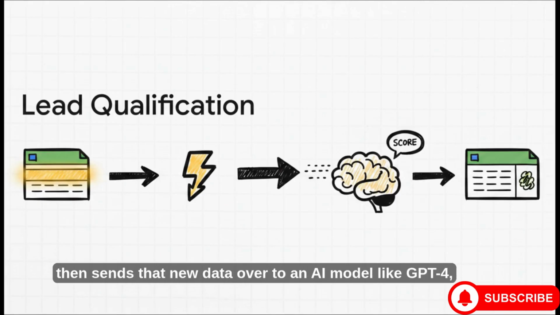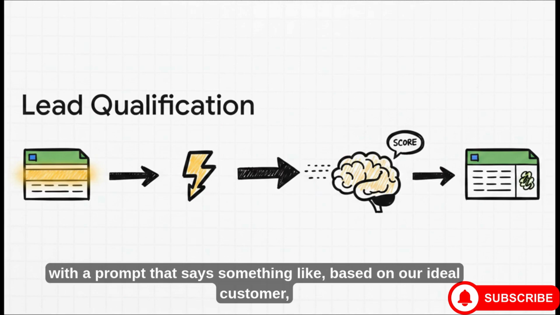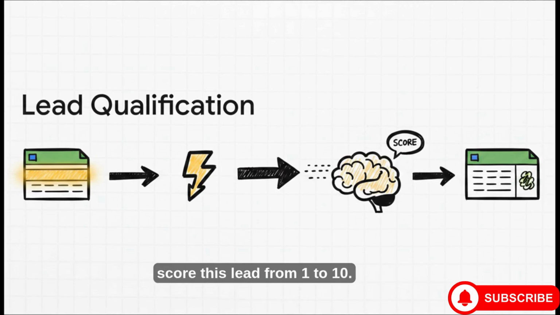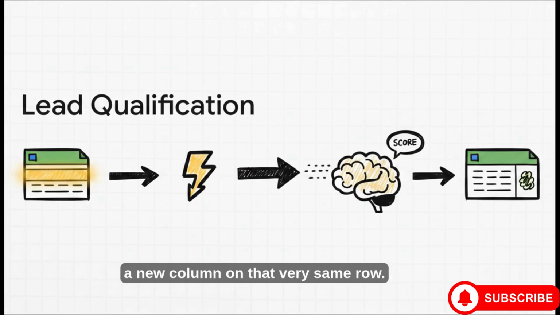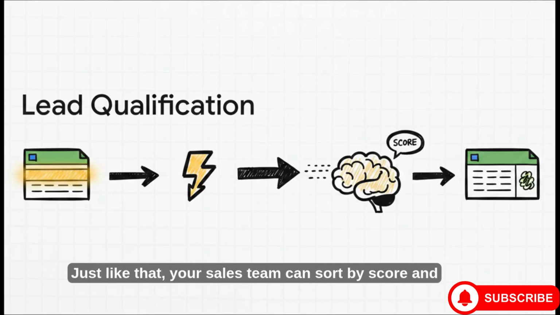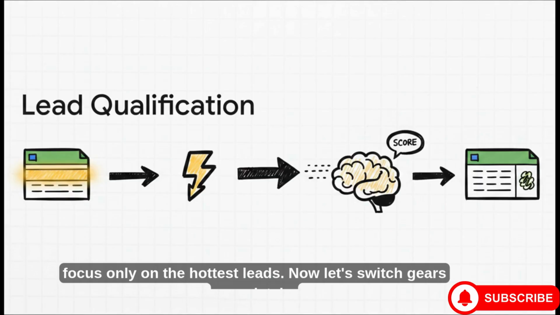It then sends that new data over to an AI model like GPT-4 with a prompt that says something like, based on our ideal customer, score this lead from 1 to 10. The AI sends its score back, and then an action node writes that number right back into a new column on that very same row. Just like that, your sales team can sort by score and focus only on the hottest leads.